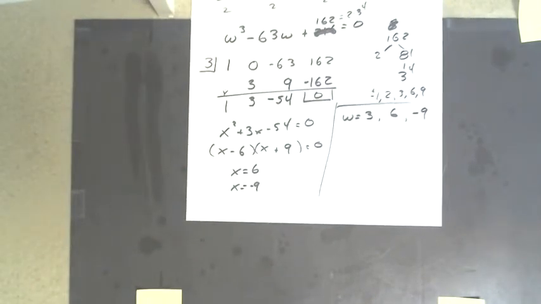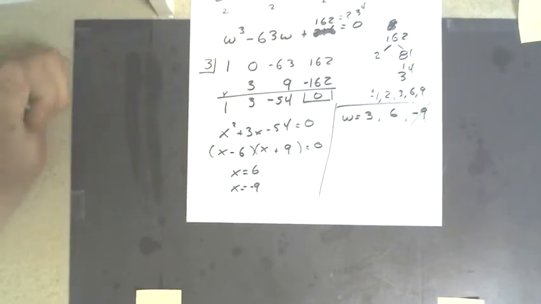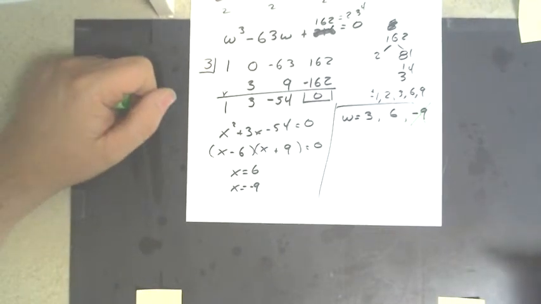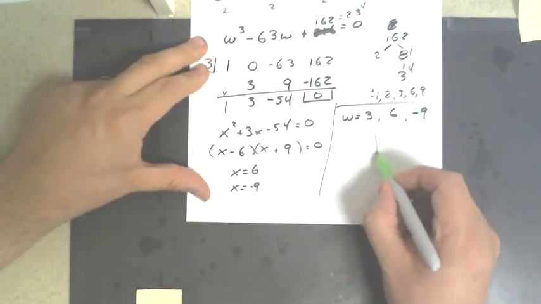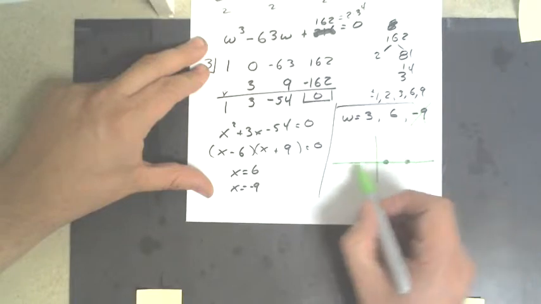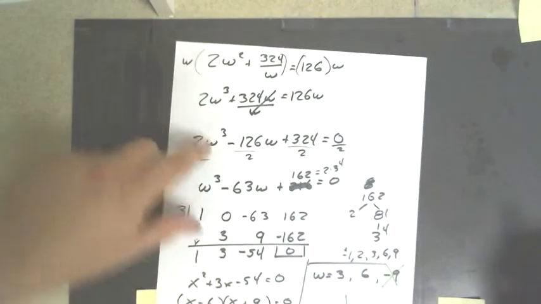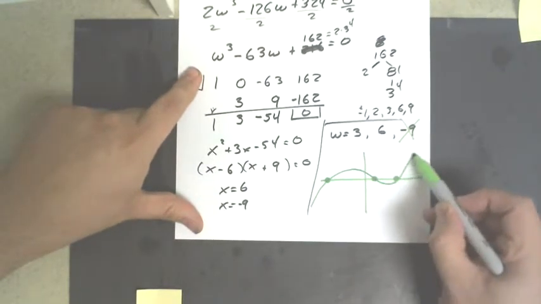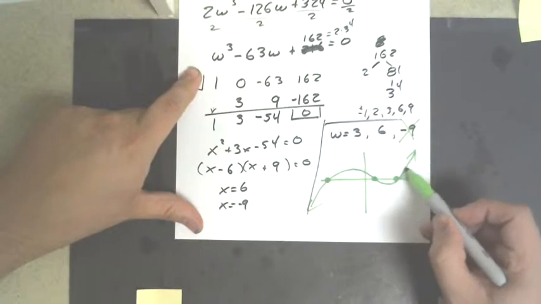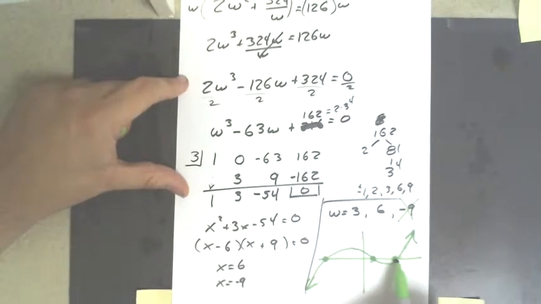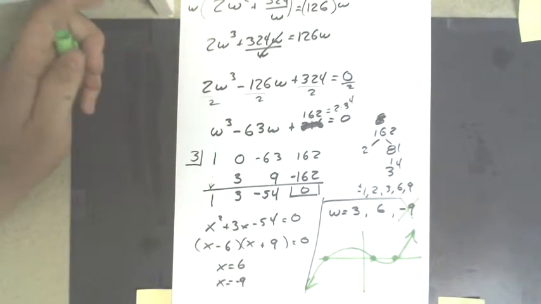Now, since we are making a real box here, that negative 9 doesn't make sense in context. So really, we're just left with our 3 and our 6. If we wanted to look at what this graph looked like, we've got an intercept at 3, an intercept at 6, an intercept at negative 9. It's a third degree upward facing polynomial, so this thing is going to go like that. So, we got our nice 2 solutions at 3 and 6.